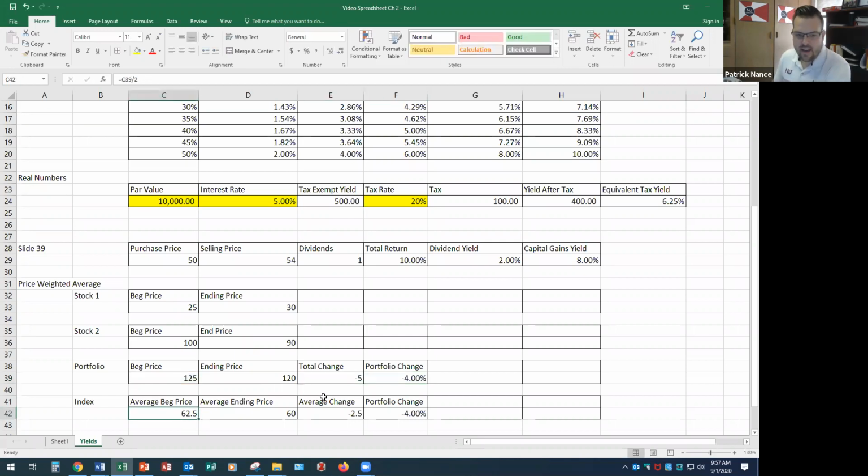The price average index, and this is how the Dow Jones works, is they take the total beginning price and divide by the number of shares. So they just average it out, so they get a single number. They do the same thing with the ending price. In this case, I only have 2 shares, so I'm just dividing by 2. Then I can get the average change, and notice that the index comes out to the same change as the portfolio did itself.